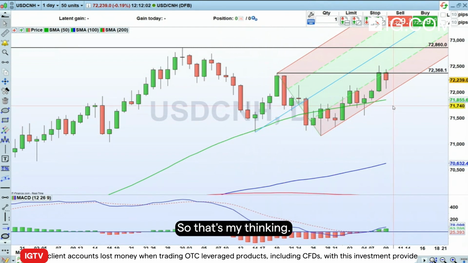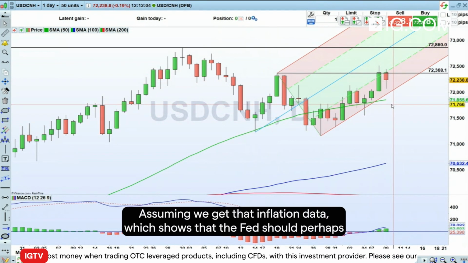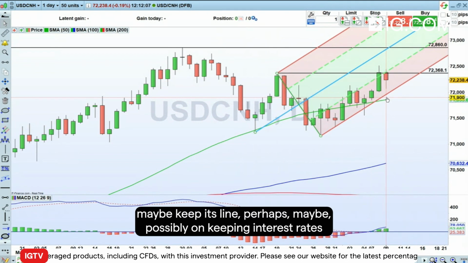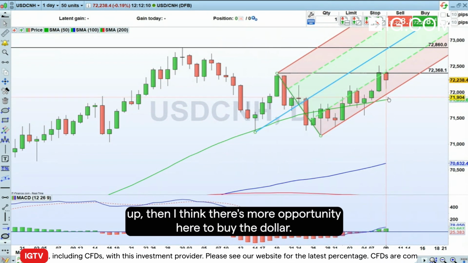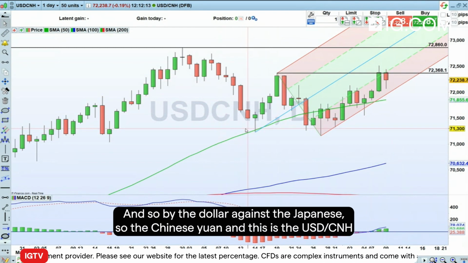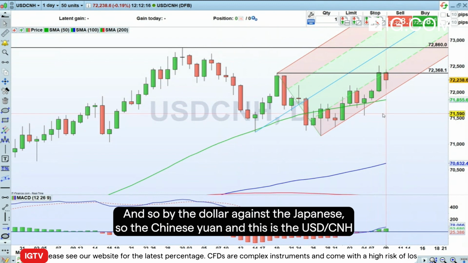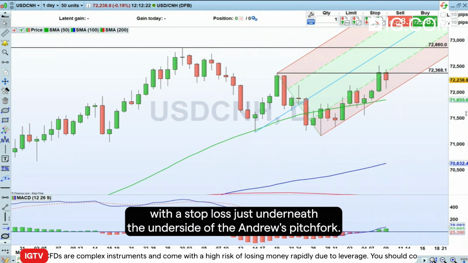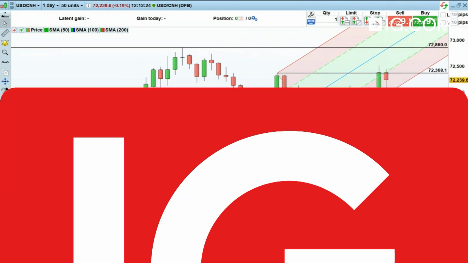So that's my thinking. Assuming we get that inflation data, which shows that the Fed should perhaps keep its eye on keeping interest rates up, then I think there's more opportunity here to buy the dollar. And so buy the dollar against the Chinese yuan, this is the USD CNH, trading the trend with a stop loss just underneath the underside of the Andrews pitchfork.